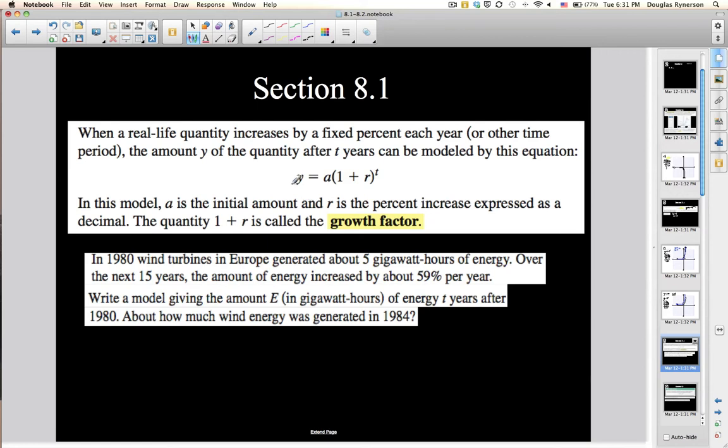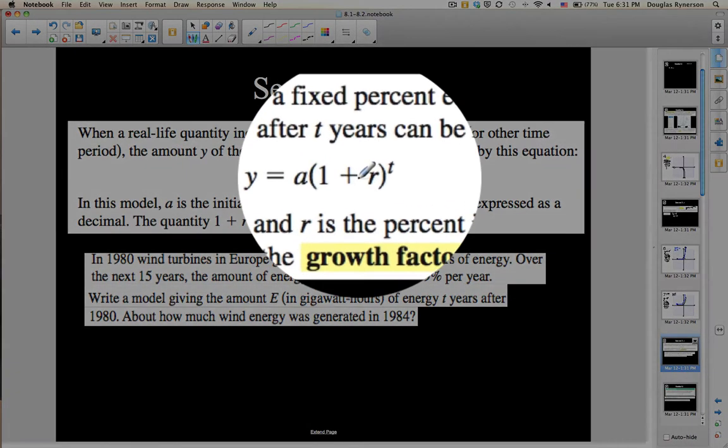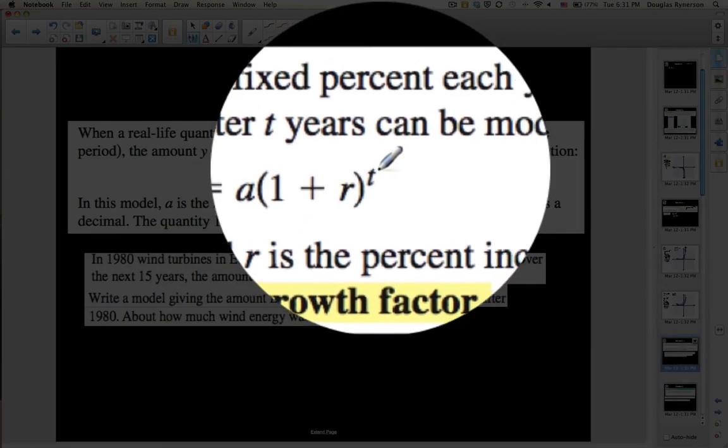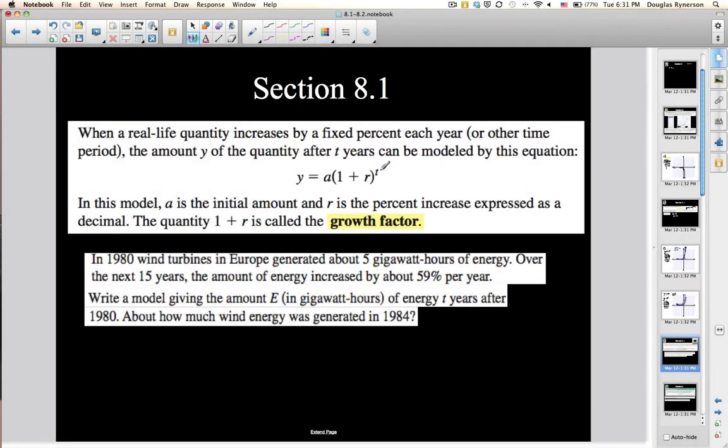So the formula that we would use is y is equal to a times 1 plus r, r being the rate, to the t power, where t is time. Okay, now your rate and your time would need to be the same. So if you're talking about years, then you'd be needing a rate of change in years.